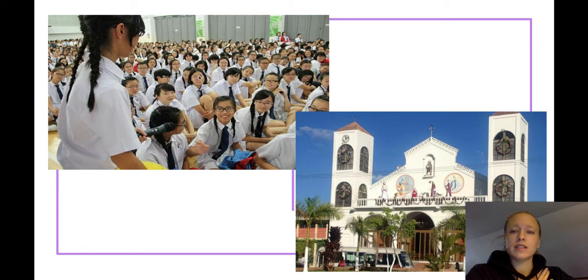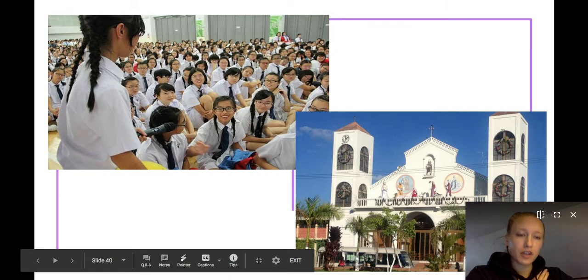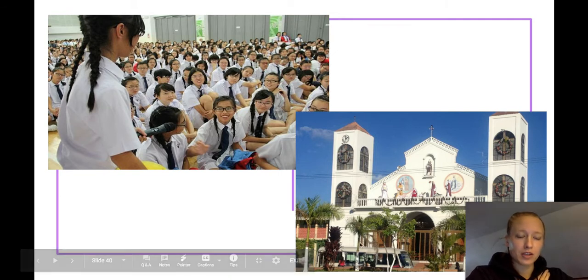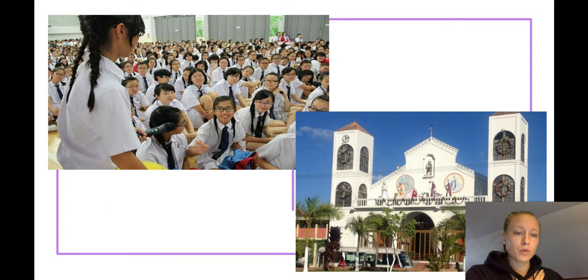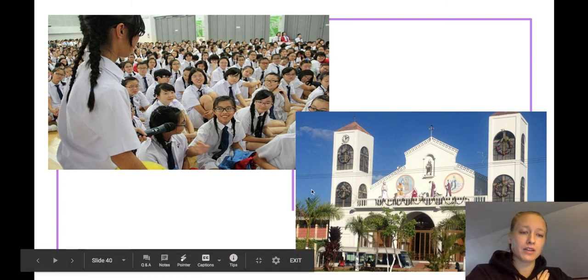School. This is also a part of culture. What do you learn in school? Who goes to school with you? This is a part of culture. This is a church. This is a Catholic church. This is also a part of culture. What kind of building does that religion use for worship? So this is an example of a Catholic church where Christians may go.